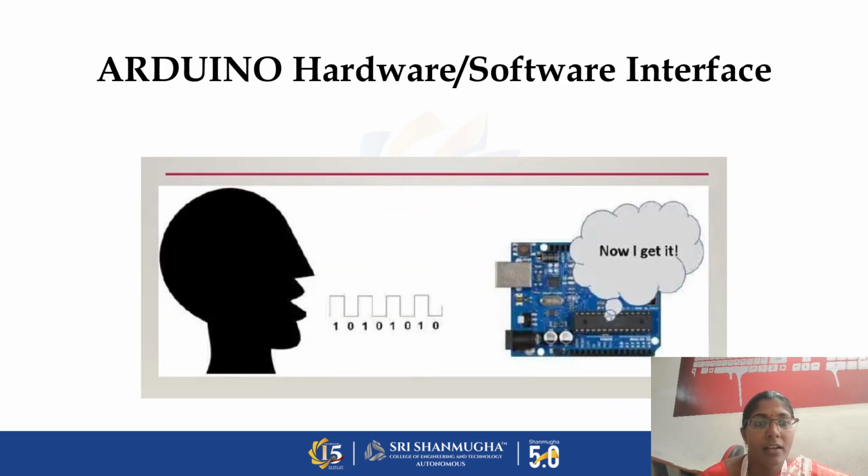So how will the Arduino hardware and software interface happen? Can this Arduino board understand human language or any other numerical systems? No, it can understand only digital numbers. So you have to convert the human readable form into the machine readable form. The programs we are writing in embedded C are human readable, right? So they should be converted into digital form, that is zeros and ones, so that they can be uploaded to your board.